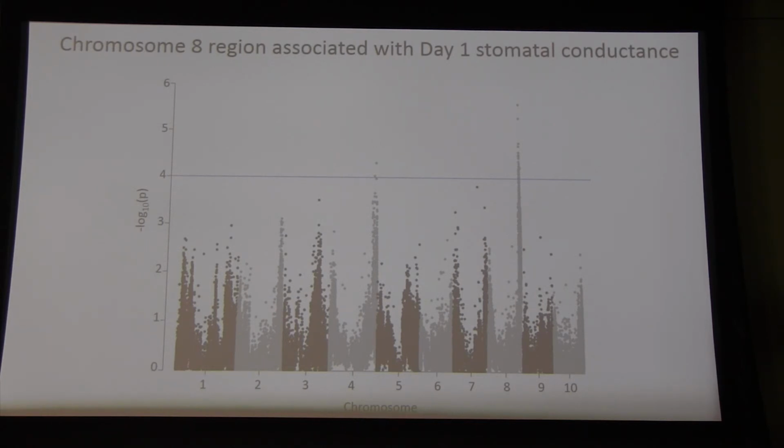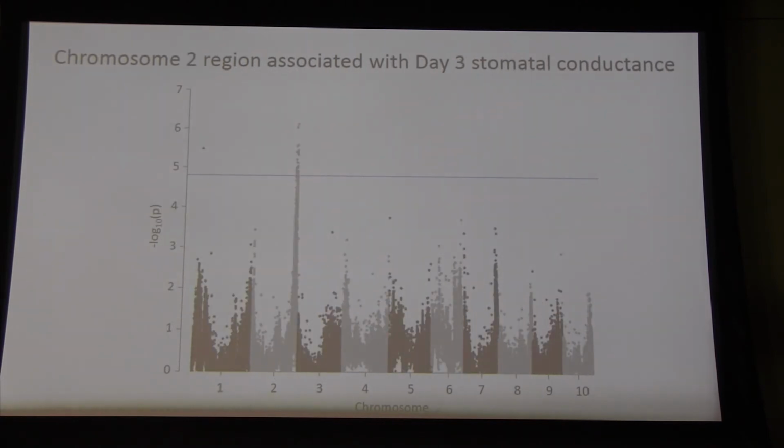And what I found is that I had a significant region of the genome on chromosome 8 that was significantly associated with stomatal conductance on day 1. And then when I looked at day 3, I found something similar. Again, I had one real peak on there that stands out, and this time it was on chromosome 2.